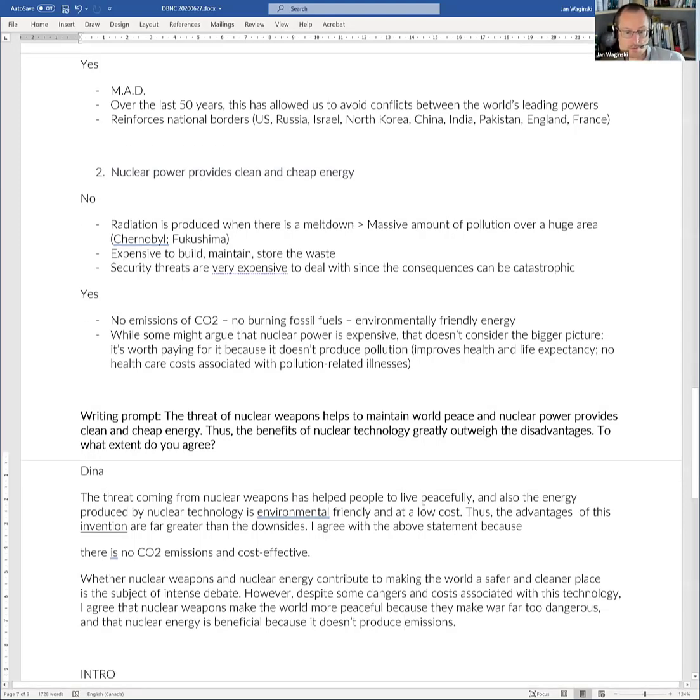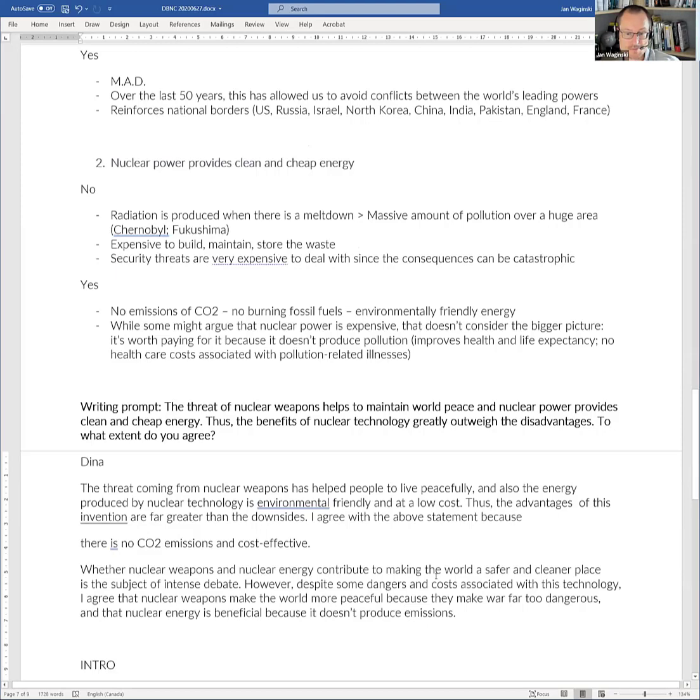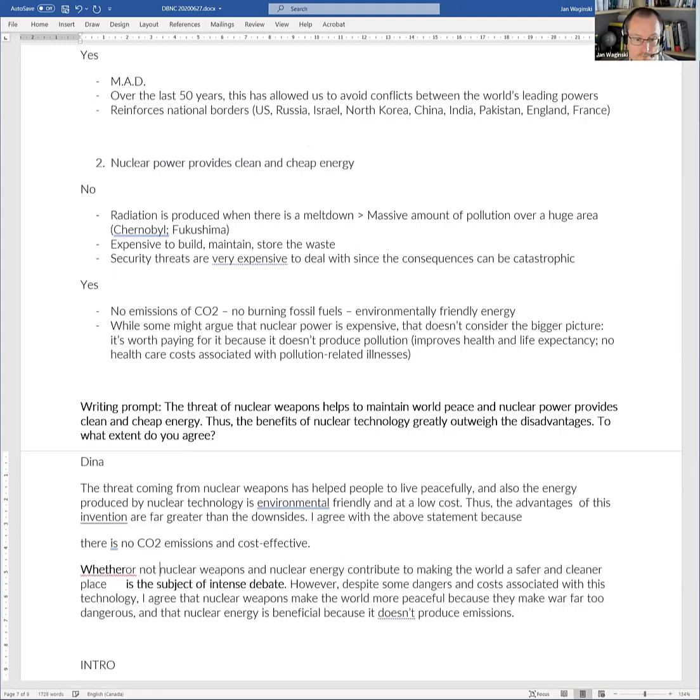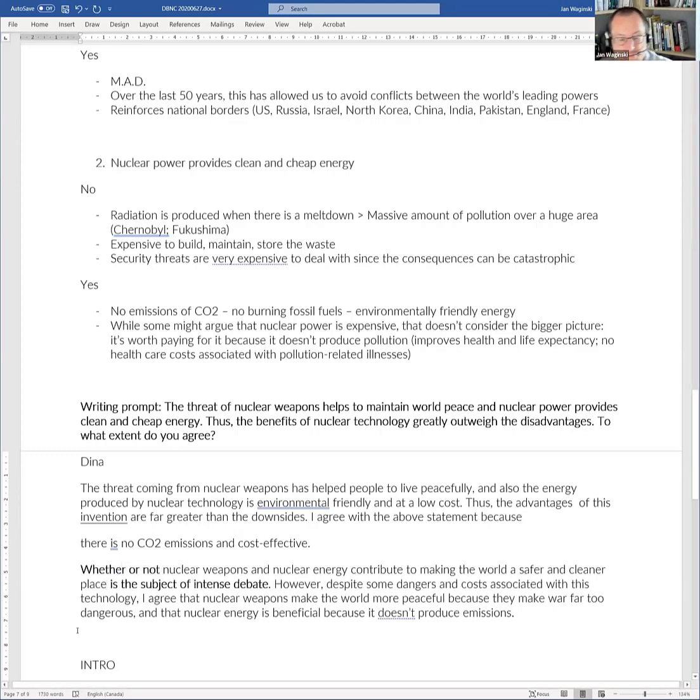Okay, let's see how this reads. Whether nuclear weapons and nuclear energy contribute to making the world a safer and cleaner place is the subject of intense debate. Usually when we use whether, we say whether or not. Yeah, you can put whether or not. In many cases, it's understood from the context, so you don't need to put or not, but you can if you want to.